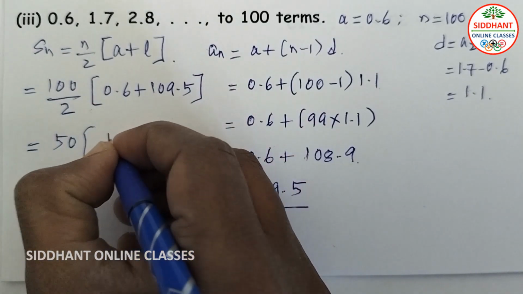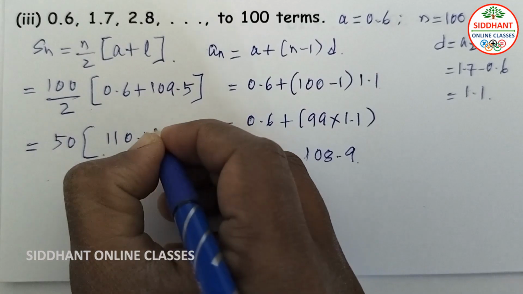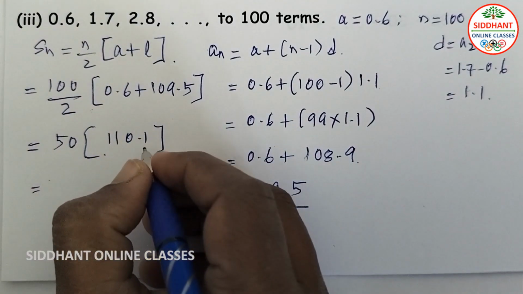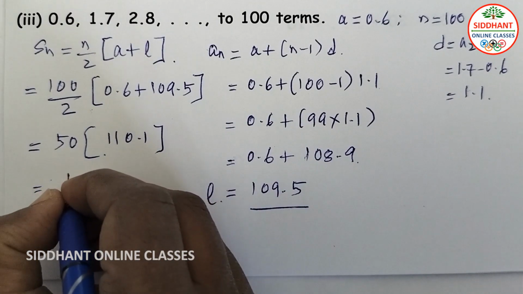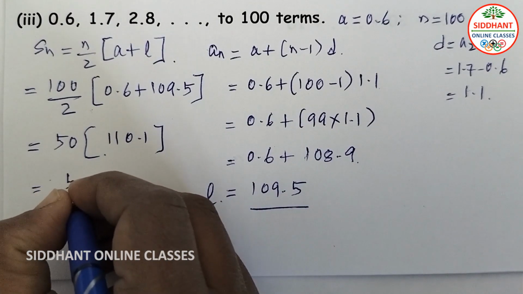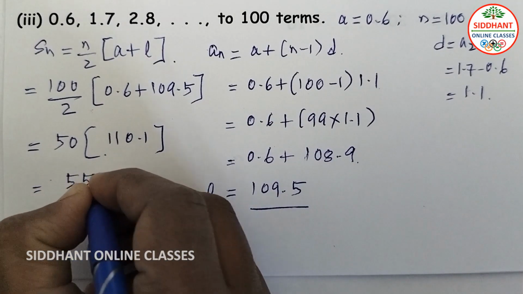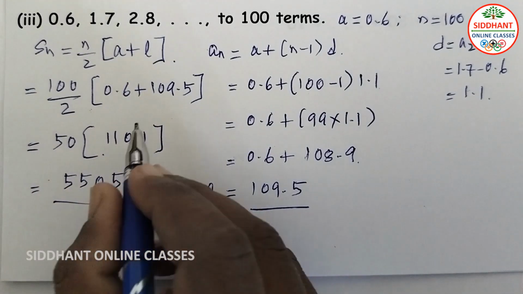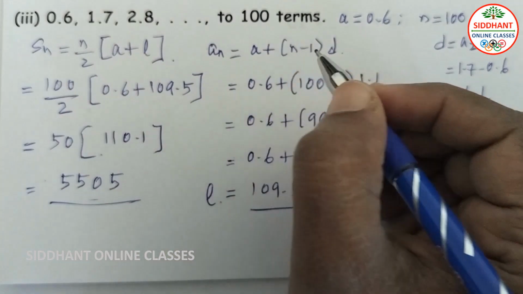So that will be 110.1 here. So 50 into 110.1 gives 5505 here. So this is the sum of the 100 terms here.